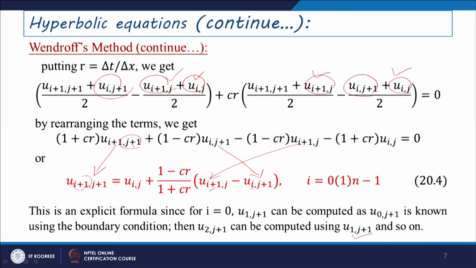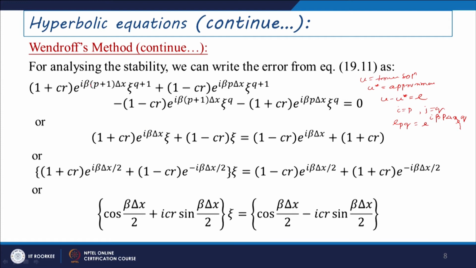u i plus 1 j plus 1. So, that is why it can be written as e to the power I beta p plus 1 delta x zeta to the power q plus 1. Next term 1 minus CR e to the power I beta p delta x zeta to the power q plus 1, since this is nothing but the i j plus 1 term, minus 1 minus CR e to the power I beta p plus 1 delta x zeta to the power q here, since we will have this term like i plus 1 j there, minus 1 plus CR e to the power I beta p delta x zeta to the power q here.